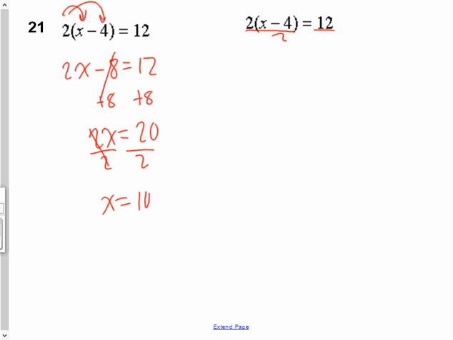If you solved it using division first, you would divide both sides by 2, and instead of saying 2 groups of x minus 4, by dividing by 2, you say 1 group of x minus 4 equals 6. Add 4 to both sides, and x would equal 10. Obviously, dividing both sides by that coefficient of 2 made everything easier, but either way, you ended up with the same answer of x equals 10.